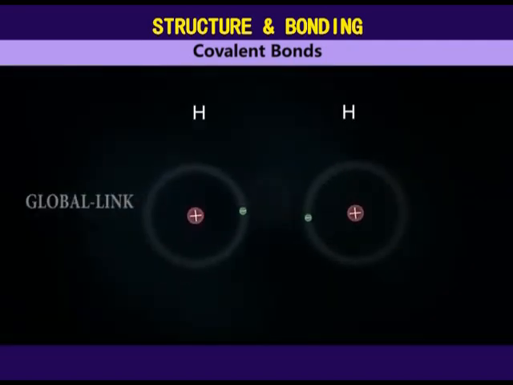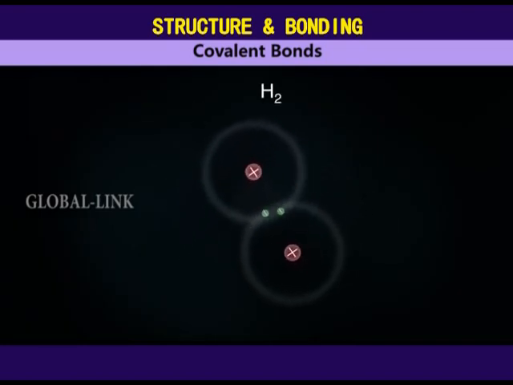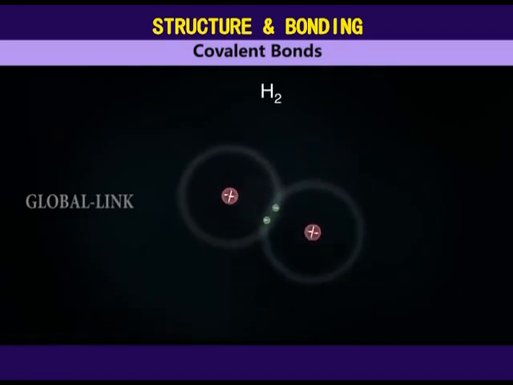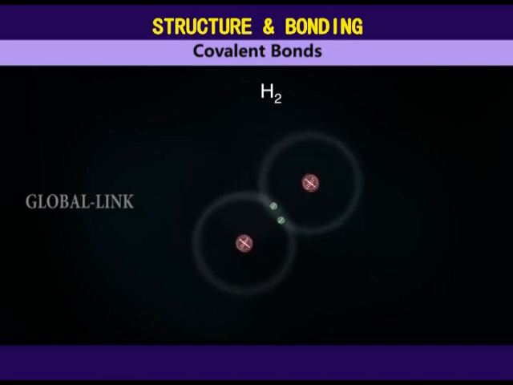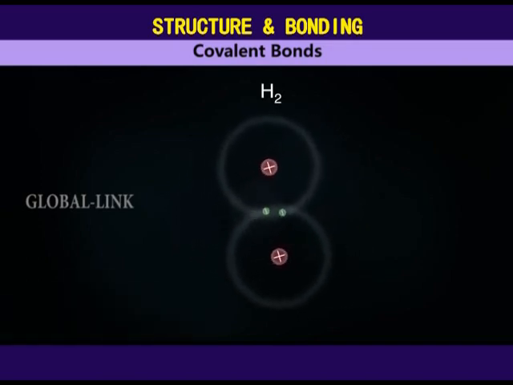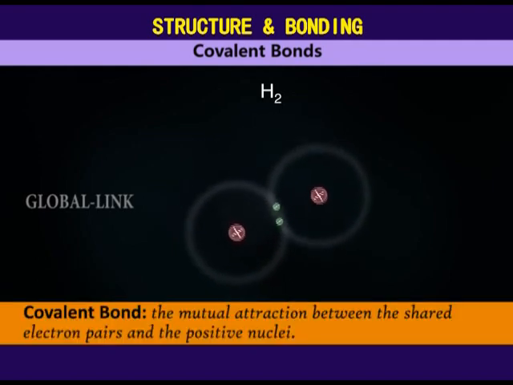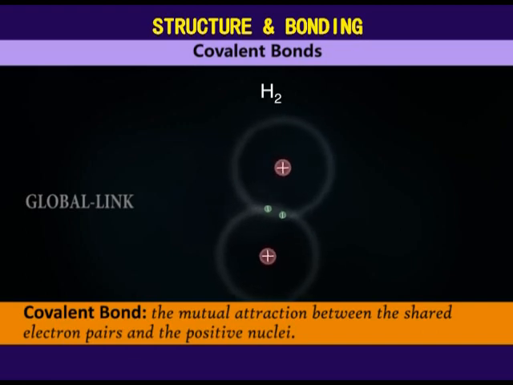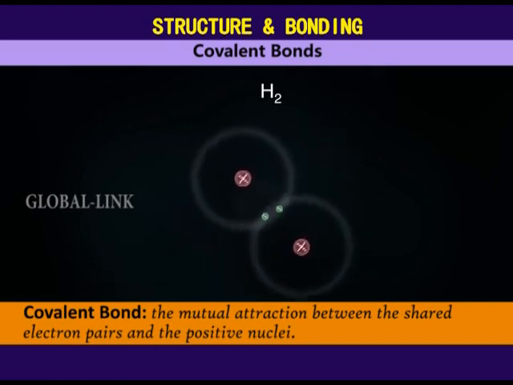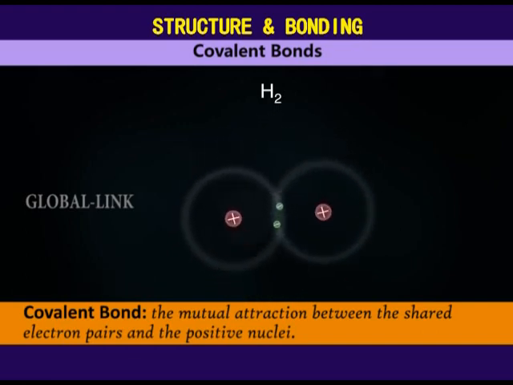Consider 2 hydrogen atoms. Each has 1 electron and needs another one to complete the 1 energy level. But neither is willing to give up its only electron. In this case, the 2 hydrogen atoms share their electrons so that each has 2 electrons some of the time. When this happens, the shared electrons are mutually attracted to the positive nuclei all the time. This attraction between the shared electrons and the nuclei is what constitutes a covalent bond. It results in the formation of a molecule of hydrogen.